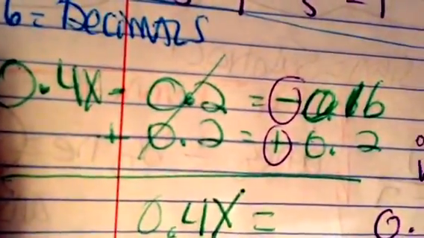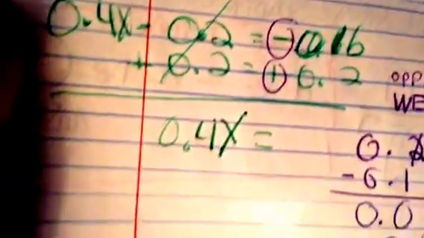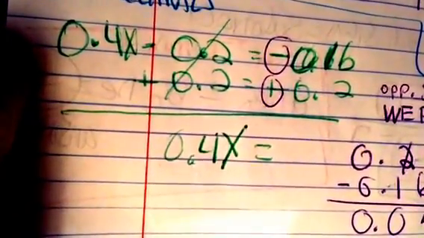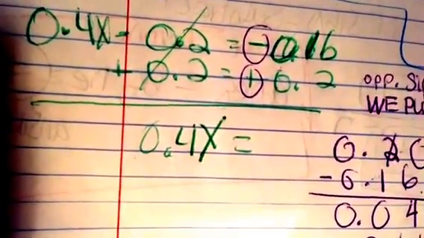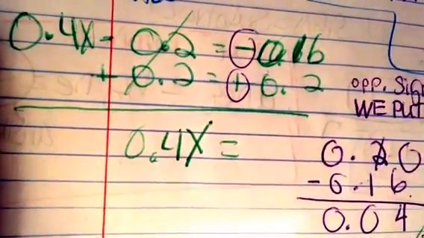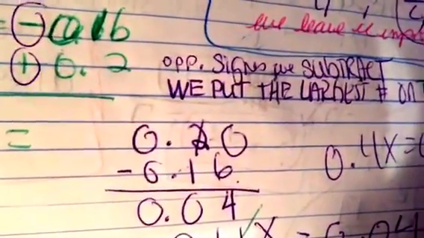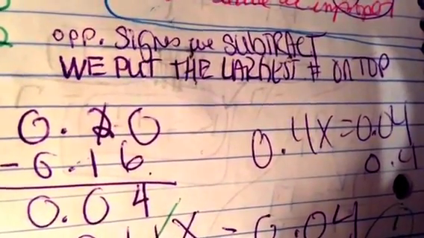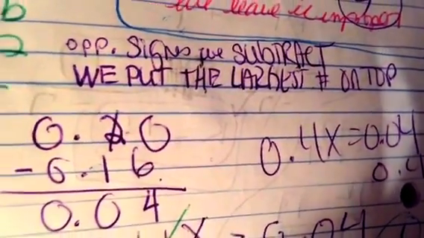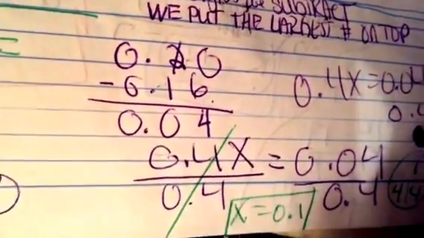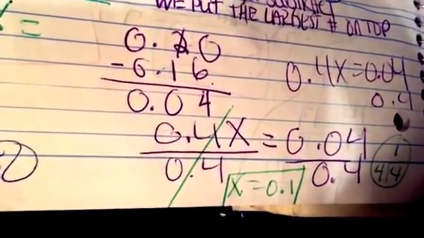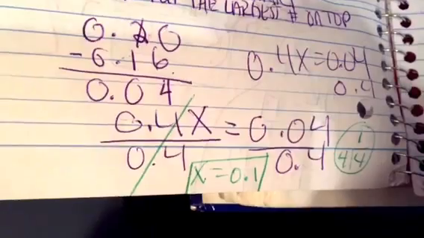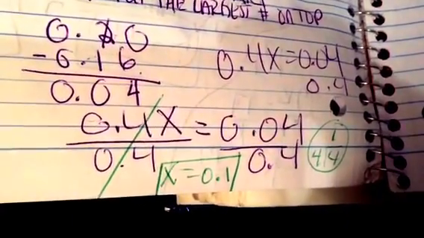Okay, so we're going to cancel by putting a 0.2 underneath on both sides. And it's going to give us 0.4x, because 2 plus 2 is 4. So they're opposite signs, and we subtract. So we put the largest on top. 0.20 minus 0.16 is going to give us 0.04, leaving us with just x equals 0.1.